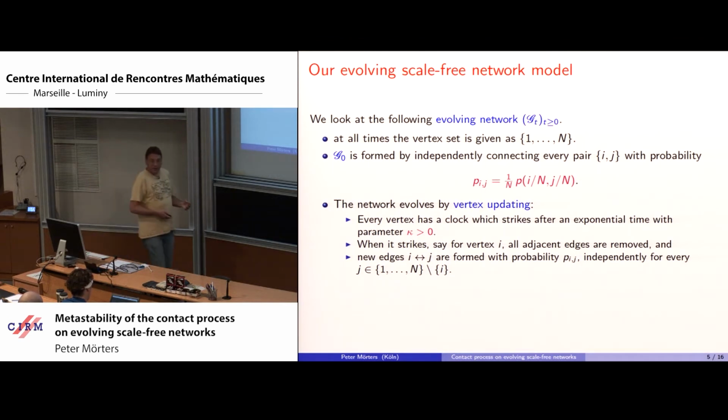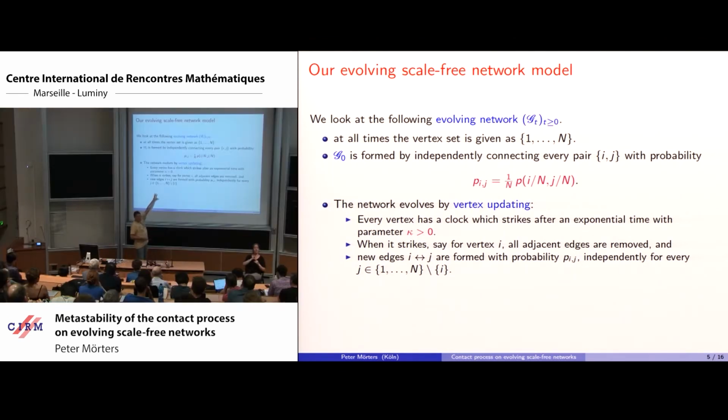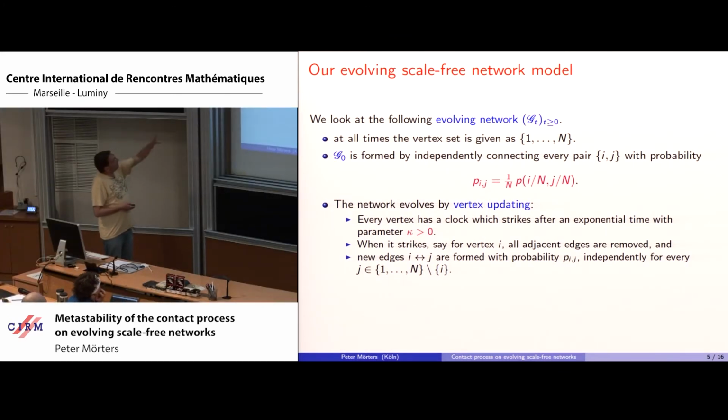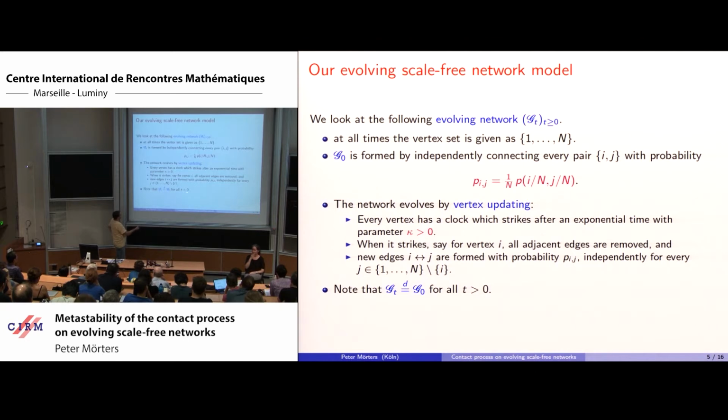There is, of course, an alternative that, if I have time, I'll mention at the end: edge updating, in which case every potential edge has a clock, and when it rings, I decide whether it's there or not. That would be a much slower dynamics in this case. It's equally valid, and I'm going to show you results about this at the end. But the main, more interesting part is this vertex updating rule. And you notice that at all times t, the law of the graph is the same as at time 0, so it's a stationary dynamics.